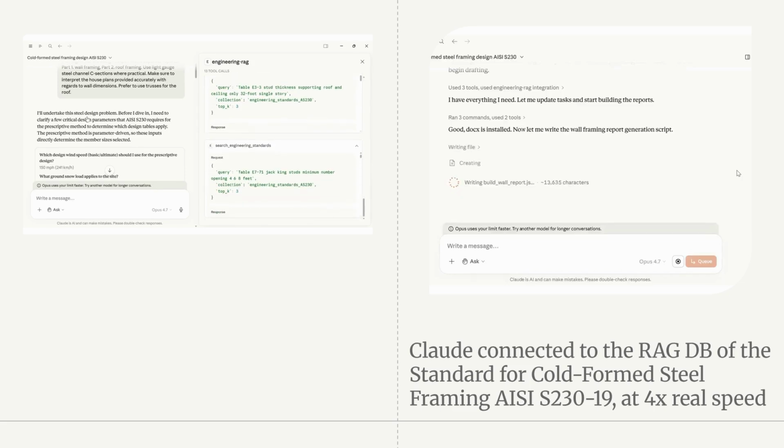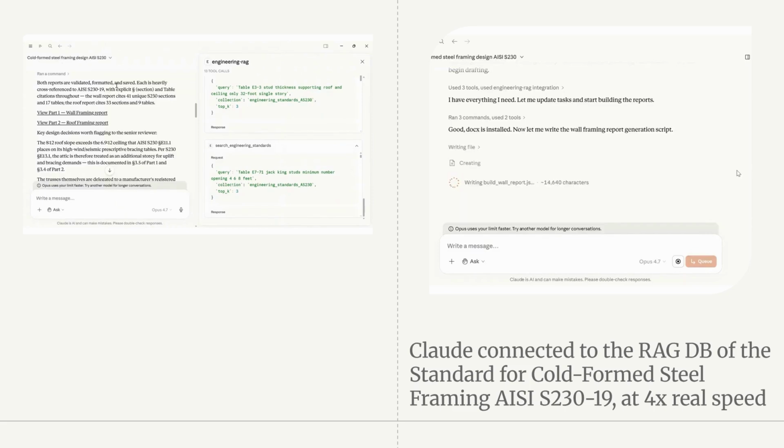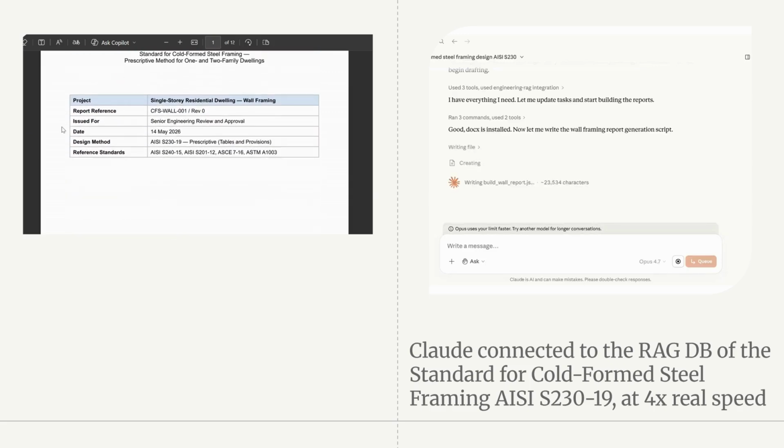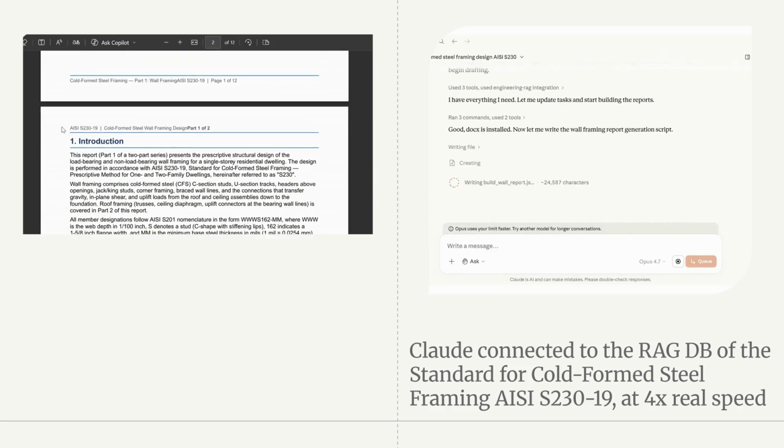Okay, so we can see that Claude is able to flick around the specification to multiple different chapters in order to collect all the bits and pieces required for the design of the roof and wall framing, in much the same way that a human would. So Claude now has all the rules, tables, and equations for the design. We will look at the reports to follow the exact methodology used by Claude to design the steel framing.